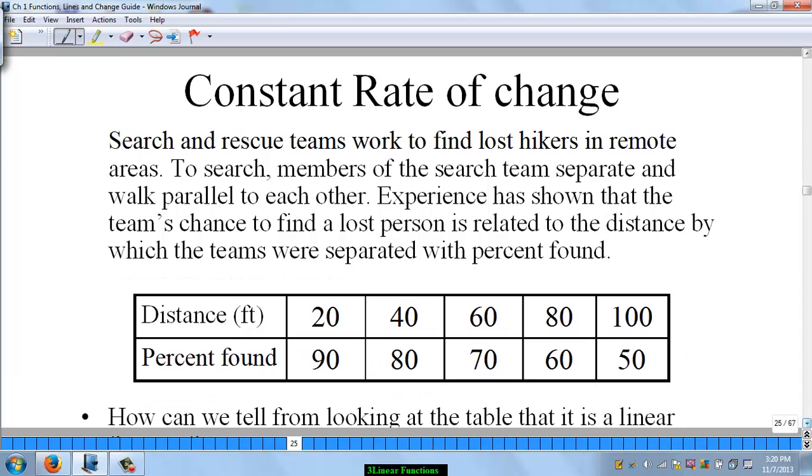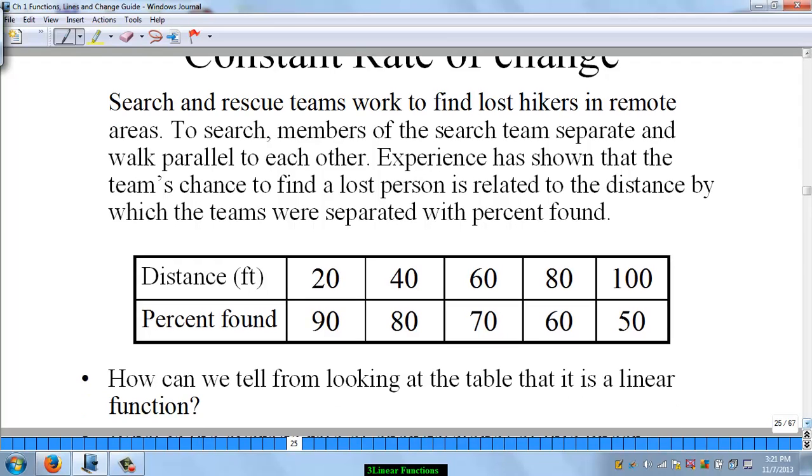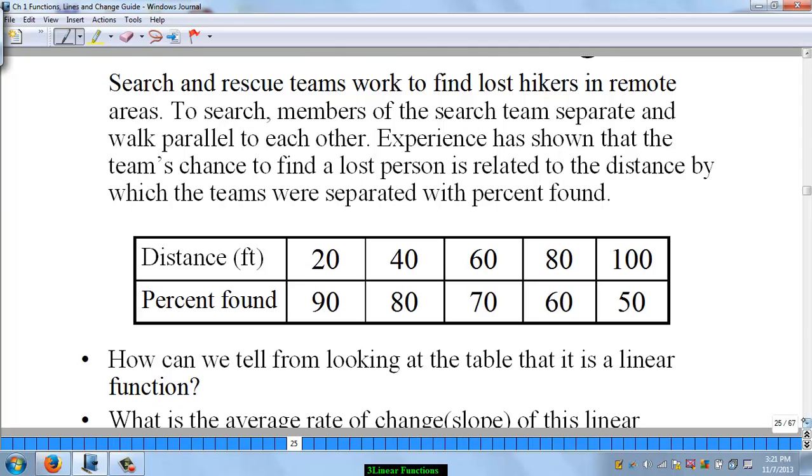Okay, so the first one is a really good problem. Search and rescue teams work to find lost hikers in remote areas. To search, members of the search team separate and walk parallel to each other. Experience has shown that the team's chance to find a lost person is related to the distance by which the team members are separated, with the percent found. So here we have a table. I have distance found, we'll call this x, and the percent found we'll call y.